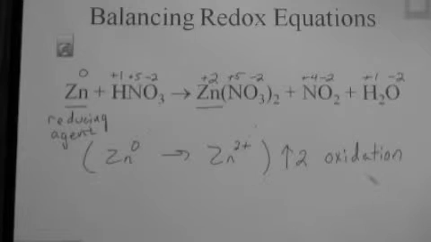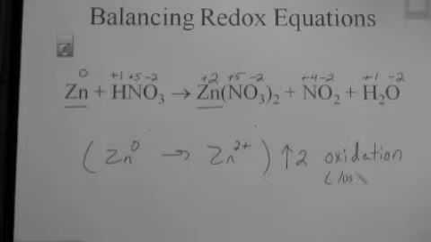So whatever goes oxidation is causing something else to gain what it is losing. So zinc here is our reducing agent. It's causing another element to gain those 2 electrons that it's going to be losing. So zinc here is considered our reducing agent.